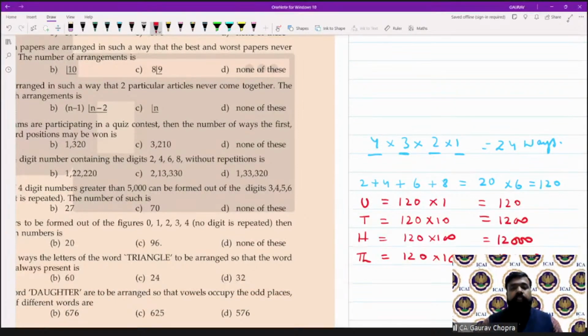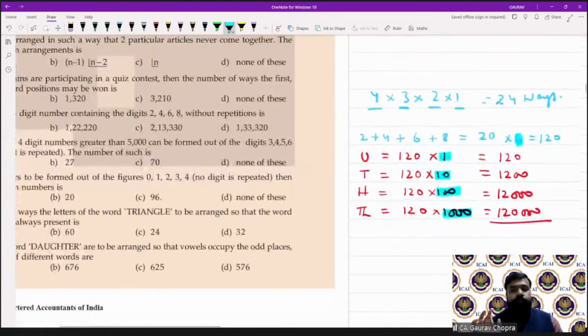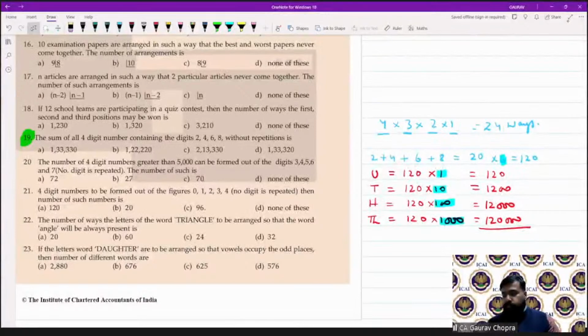So this is exactly the same as example number 7. That is question number 19. So add, then multiply by 6. Then after multiplying with 6, we are getting 120. So 120 multiplied by 1, 10, 100, and 1000. We will get the answer. So the final answer is 1,33,320. So this is the final answer.